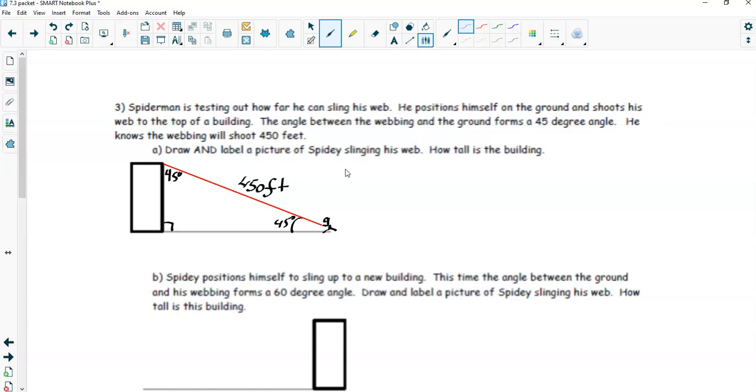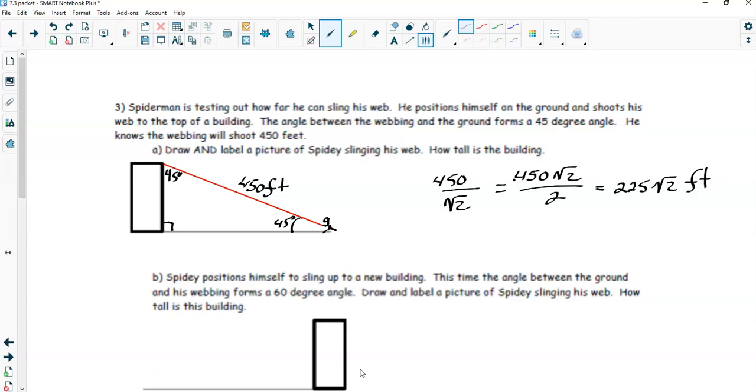Now, draw and label a picture of Spider-Man slinging his web. How tall is the building? So basically, there it is. And how tall is the building? Well, since this is the hypotenuse, divide that by the square root of 2. So 450 divided by the square root of 2. If you want exact, it would be 450 square root of 2 over 2. 450 divided by 2, that's 225. So the exact answer is 225 square root of 2 feet.